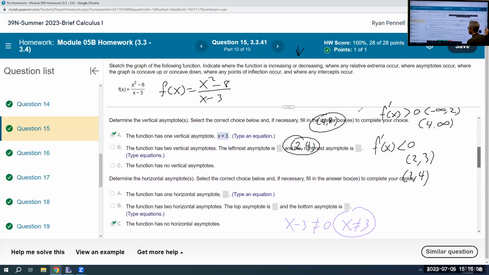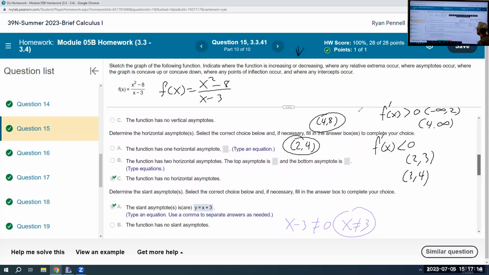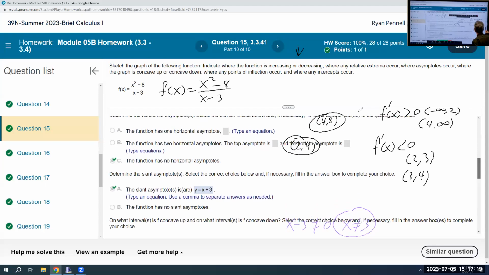The most interesting part is the horizontal asymptote. It says determine the horizontal asymptote. We don't have one because the degree of the numerator is larger than the denominator. So no horizontal asymptote for us on that one. Determine the slant asymptote.